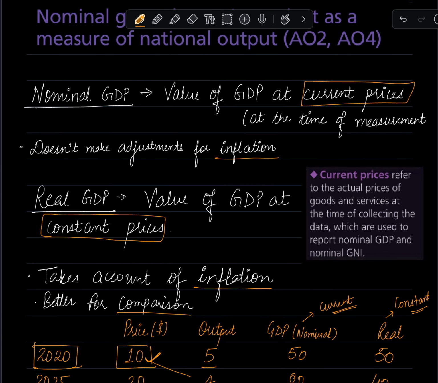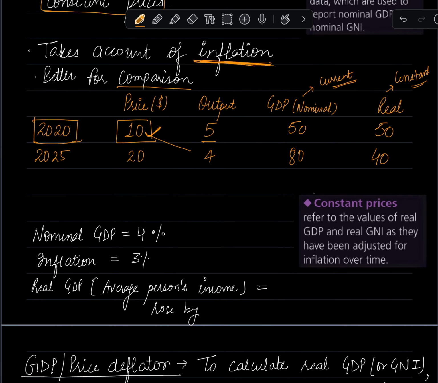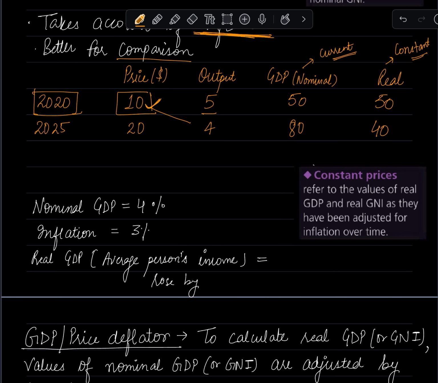Real GDP takes into account inflation. It tells whether there is an actual increase in the output or not, but nominal GDP does not take into account the inflation. If I say that nominal GDP growth is 4%, it means there is a part of inflation in nominal GDP. Inflation rate is 3%, so actually in real GDP terms, the average person's income has risen by 1%.